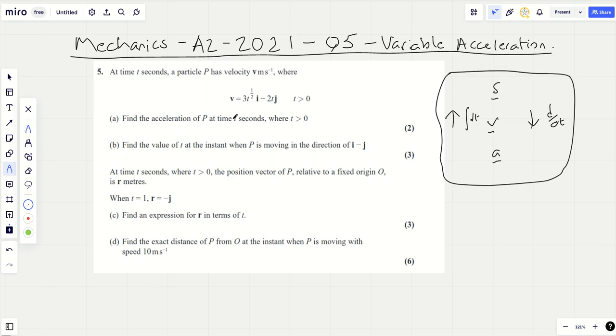Okay, we've got to find the acceleration at a time t seconds, where t is greater than 0, first. So if I write this firstly as v equals 3t to the half and minus 2t, then I can easily see that the derivative of that is going to be 3 over 2 t to the minus a half and minus 2. That is the acceleration of p at time t seconds.